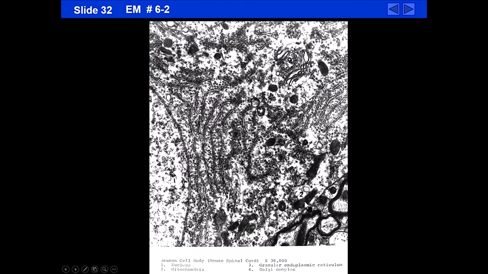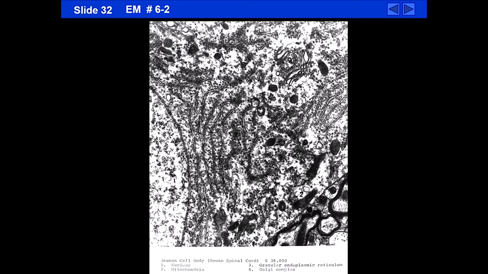Granular endoplasmic reticulum. That's an old term for rough endoplasmic reticulum, but they're the same thing. Here's rough ER, here's more rough ER. And 4 is the Golgi. This looks like Golgi, yeah. Golgi stacks shown here. Questions on this one?